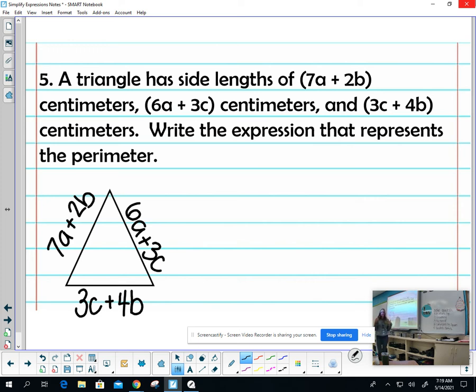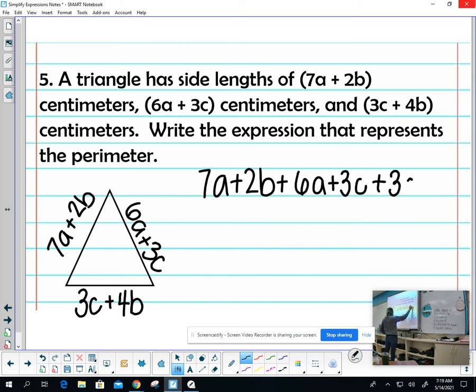Now, I think about this in my head. I don't typically draw this, but I write it out. So I would write 7a plus 2b plus the next side length, which is 6a plus 3c, and then the third side length, 3c plus 4b. Now, to receive credit for this set of notes, you have to write everything down.